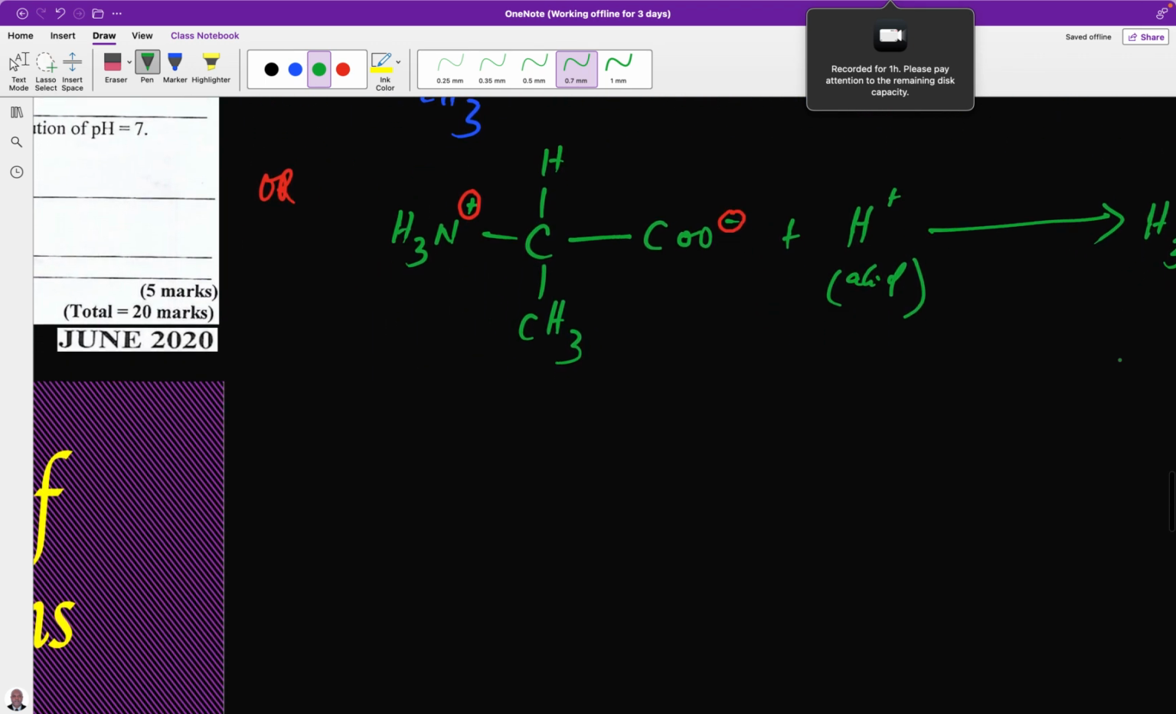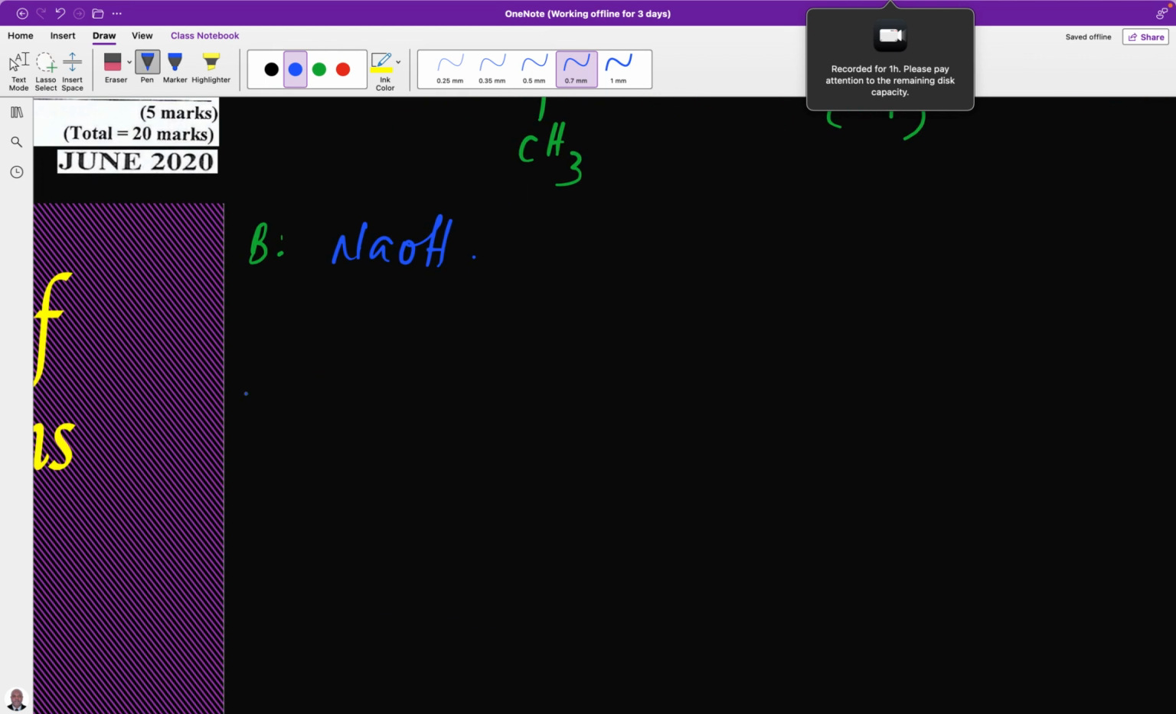Okay, reaction with B, reaction with OH. If you were reacting with OH, this will be the reaction with sodium hydroxide. With sodium hydroxide, this is what you will see. You can write it as NH2, hydrogen, plus sodium hydroxide.